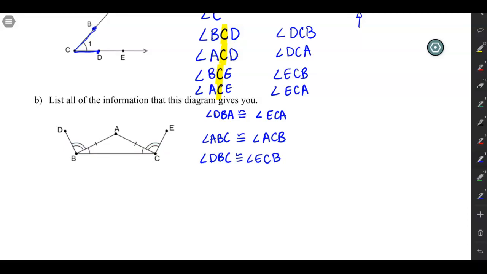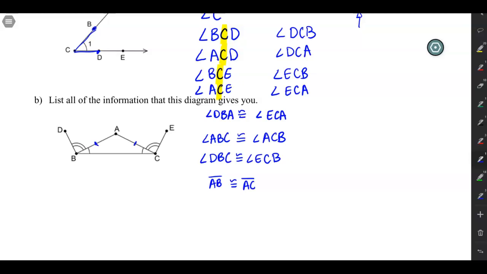So let's go ahead and take a look at some line segments. Okay. We know from these tick marks that are here that AB is congruent to AC. So we'll write line segment AB, and remember having just the one line over it means it's a segment, is congruent to AC.